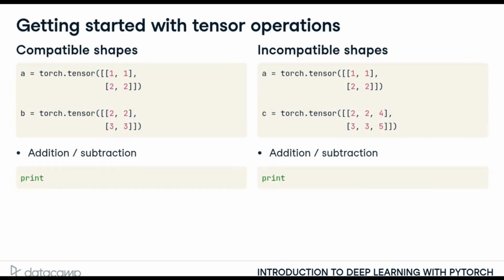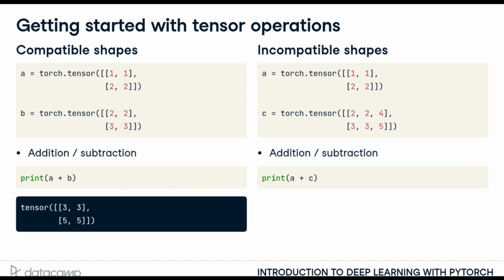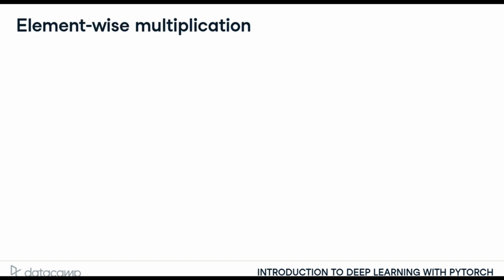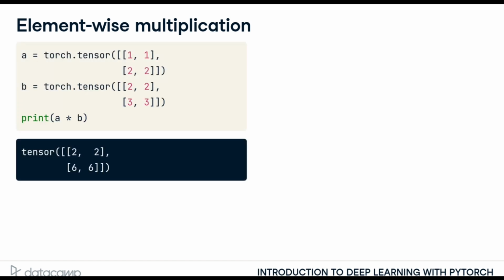PyTorch tensors can be added or subtracted, provided that their shapes are compatible. Two tensors are compatible if they have the same shape, meaning their dimensions align exactly. When shapes are incompatible, we get an error. We can also perform element-wise multiplication, which involves multiplying each corresponding element from two arrays of the same shape, and many other operations, including matrix multiplication.